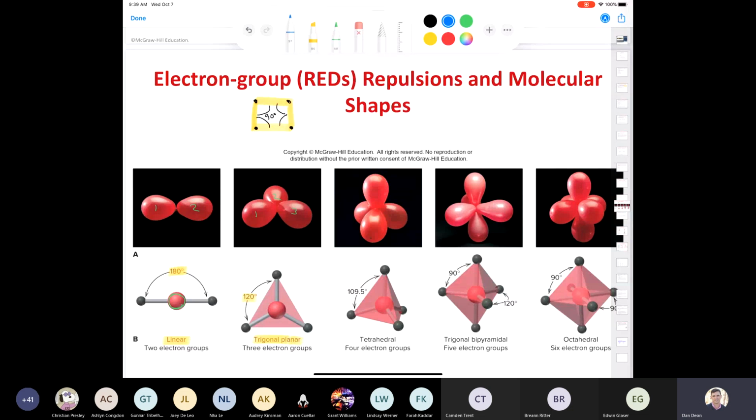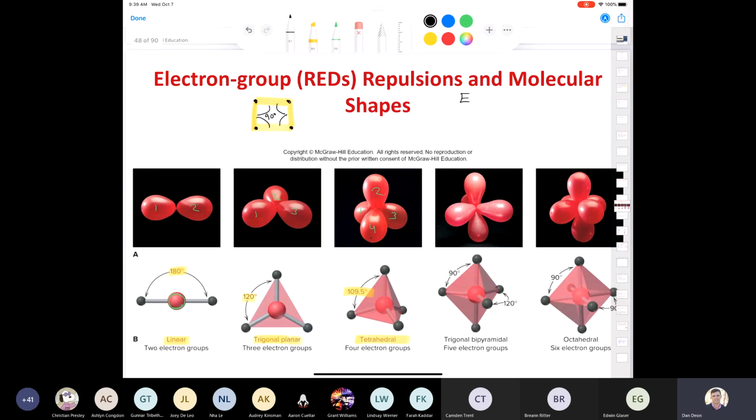So the tetrahedron, definitely not as intuitive. But again, we have 1, 2, 3, 4 regions of electron density, and they spread out and make that bond angle of 109.5 degrees. That's called the tetrahedral shape, and that's when we have 4 electron groups. Remember, electron group is the same thing as region of electron density. You could write that in here.